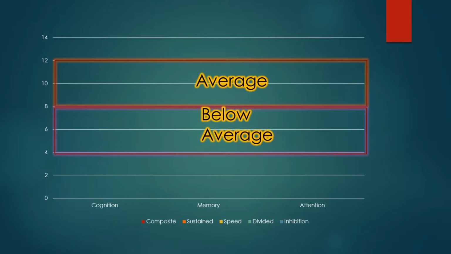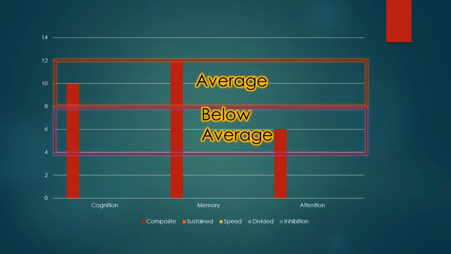So perhaps this individual obtained the following composite scores. We can see cognition and memory were approximately average. This means that once the student understands the information and he or she is capable of understanding it, he or she will tend to remember that information. However, we can see the attention score is below average. Now, there's many different forms of attention.